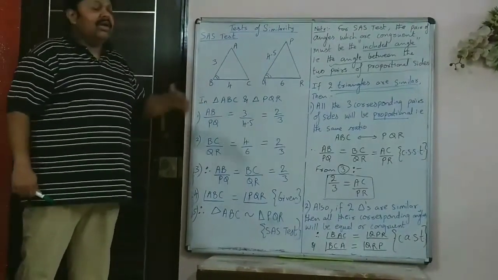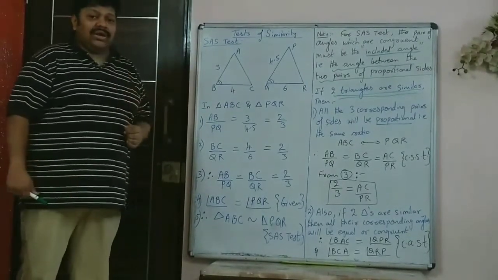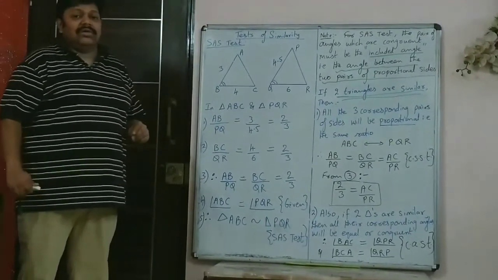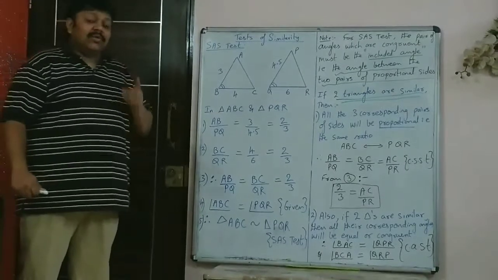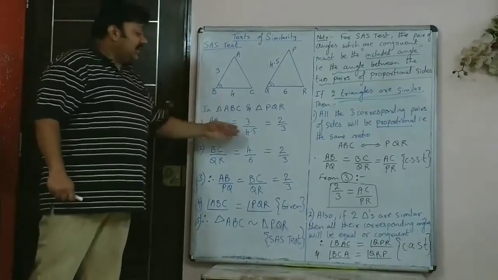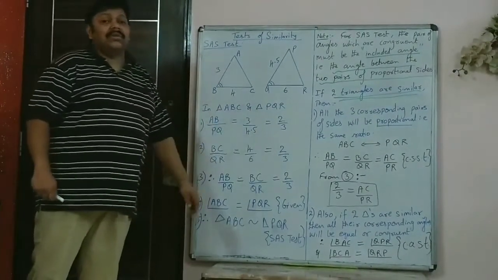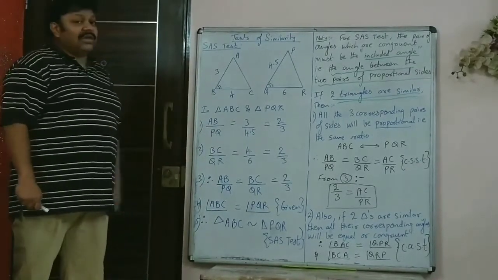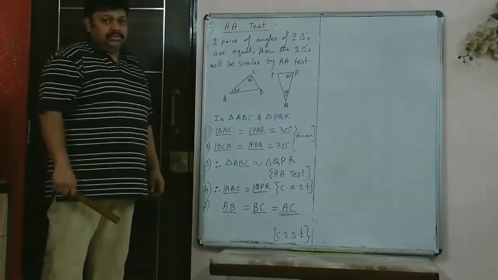Some of them are same. Yes, of course, in congruency also you had SAS test. Here also SAS test, but there the sides have to be equal. In this case, the sides just have to be in the same ratio. We go on to the second test of similarity.